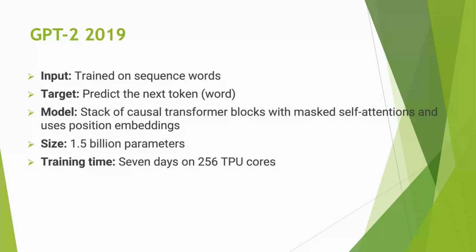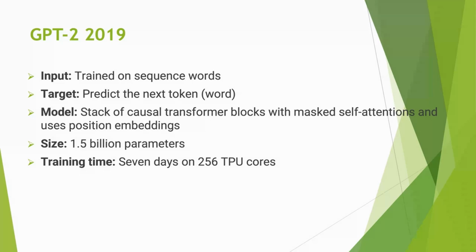The input data set used for training GPT-2 was just a sequence of words, and all it needs to do is predict the next token. That's it. Its model is a stack of what we call causal transformer blocks with masked self-attention and position embeddings. We have one slide for each of those names, so we will know. The size of it, as we mentioned in the lab, was 1.5 billion parameters.